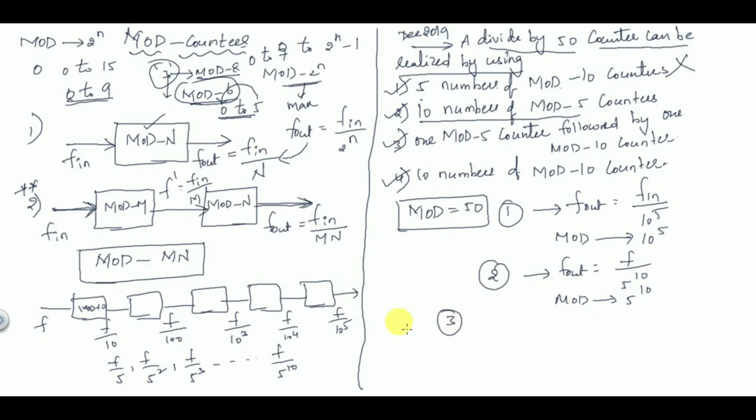Next, take the third case: 1 mod 5 counter followed by 1 mod 10 counter. The m value is 5 and the n value is 10. So the total modulus number is 5 into 10, which is equal to 50. So the modulus value is 50 and f out is f in by 50. So this option is correct. A divide by 50 counter, that is a counter of modulus number 50, can be realized by using 1 mod 5 counter followed by a mod 10 counter.